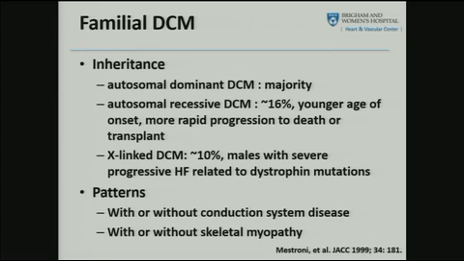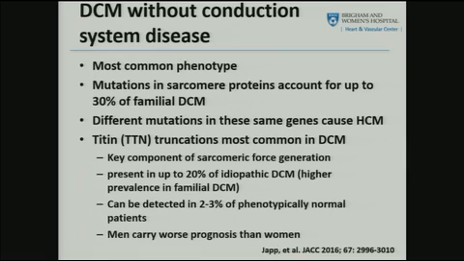And there's a subvariant of X-linked dilated cardiomyopathy that is maternal, inherited through the mother, where females are carriers and males are affected with severe progressive heart failure, and these are often related to dystrophin mutations. These are the muscular dystrophies, which we'll talk about briefly. The patterns that I like to think about are DCM with or without conduction system disease and with or without skeletal myopathy. So if we think about DCM without conduction system disease, this is the most common phenotype.